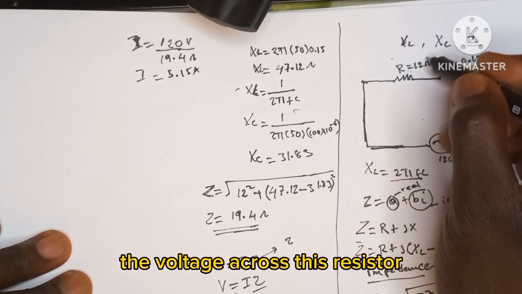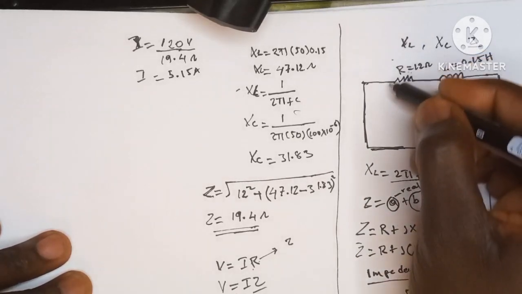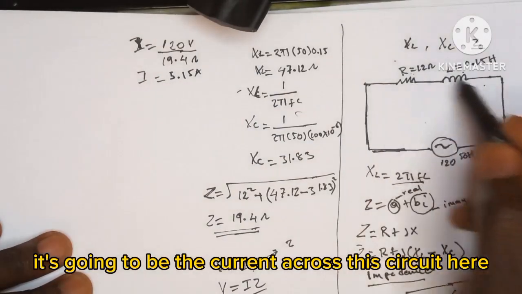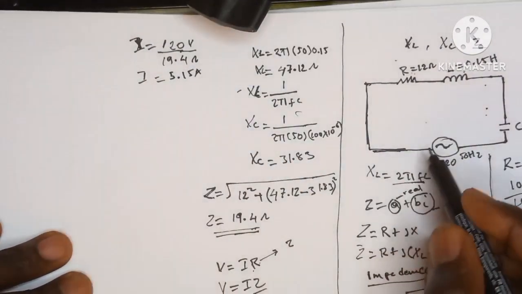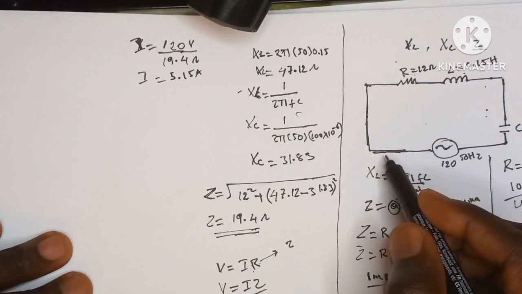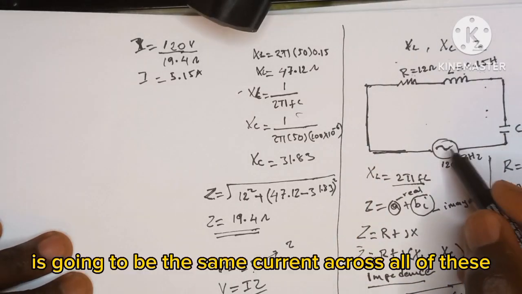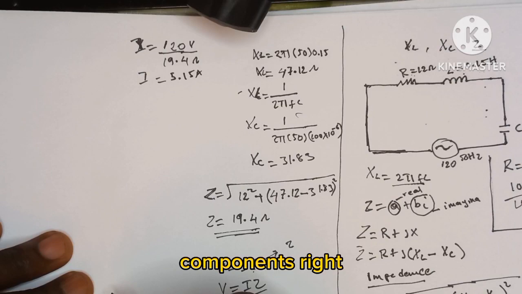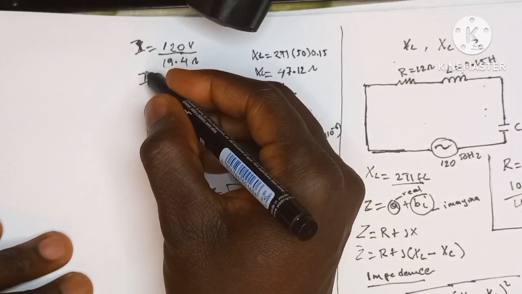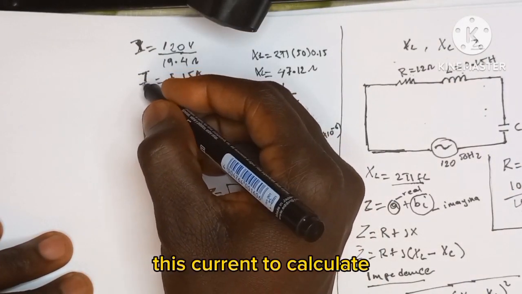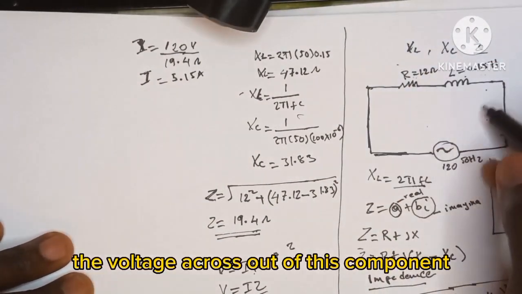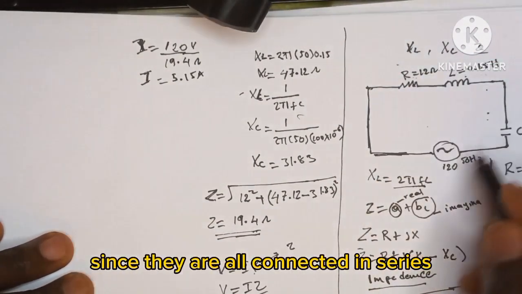So now the voltage across this resistor is going to be found using the current across this circuit here, which is this. Since they are all connected in series, it is going to be the same current across all of these components. So we are going to use this current to calculate the voltage across all of these components, since they are all connected in series.